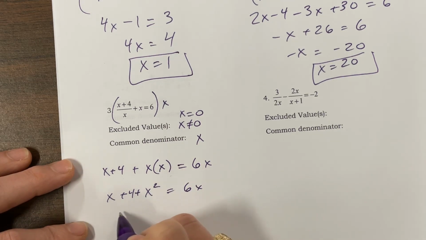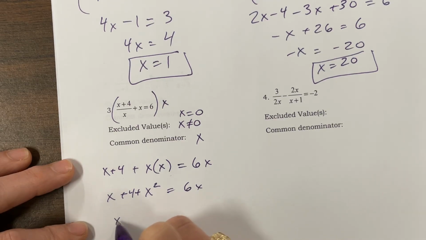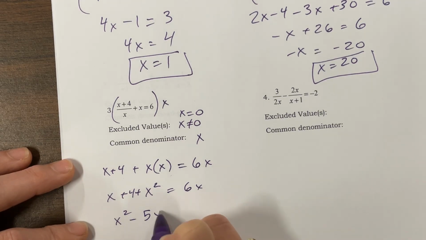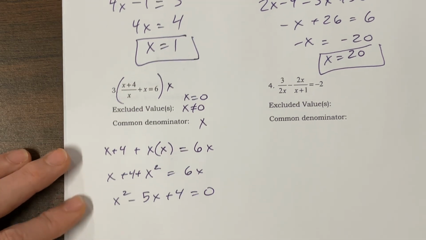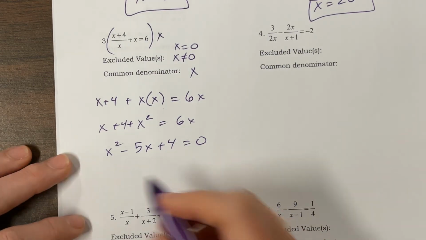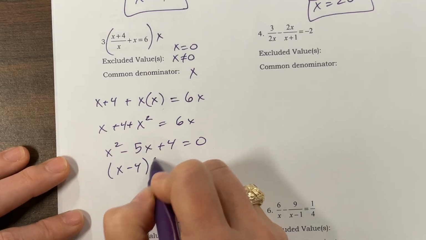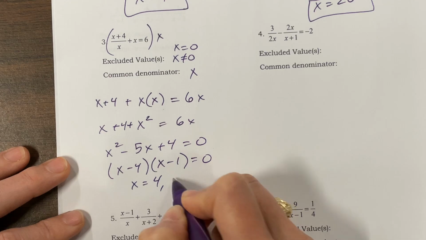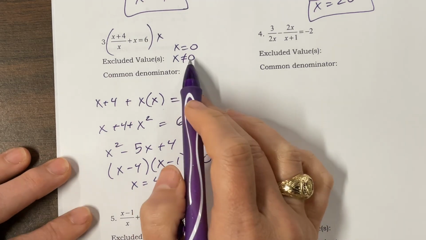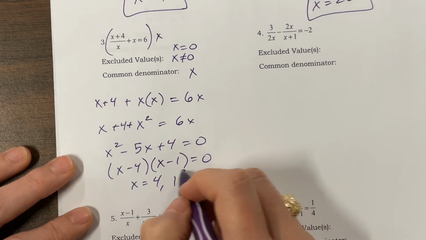So let's move everybody over here, so I have a positive x squared. Subtract this, which gives me a negative 5x, and I still have a 4 that's positive on that side equals 0. Okay, so now I see an x minus 4 times an x minus 1 equals 0. So x equals 4 or x equals positive 1. Was that excluded? No, it was not. We're good.